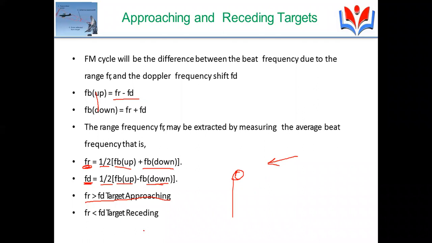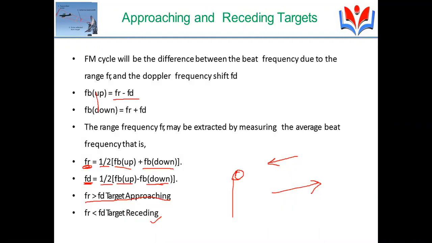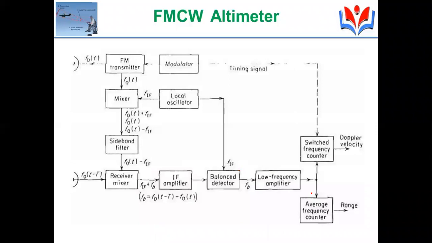If FD is greater than FR, the target will be receding, in the sense moving away from the radar. Right. This is the thing about FMCW radar. One of the important applications of this FMCW radar is the altimeter, which we will see now.